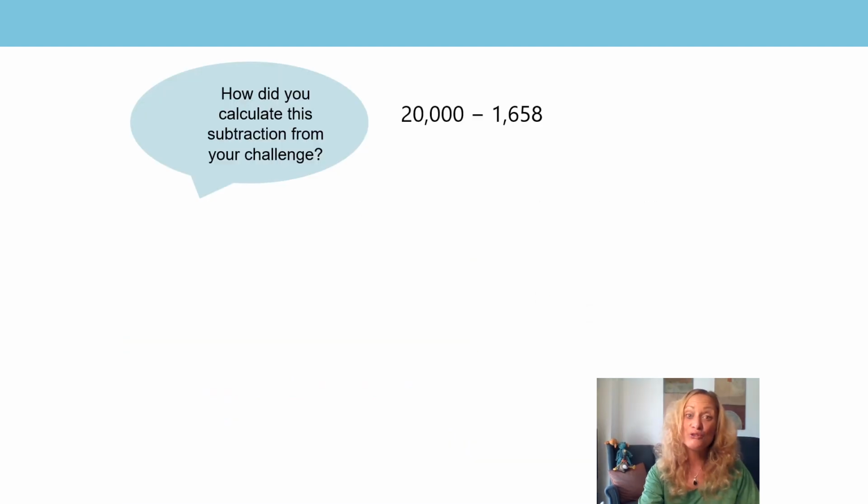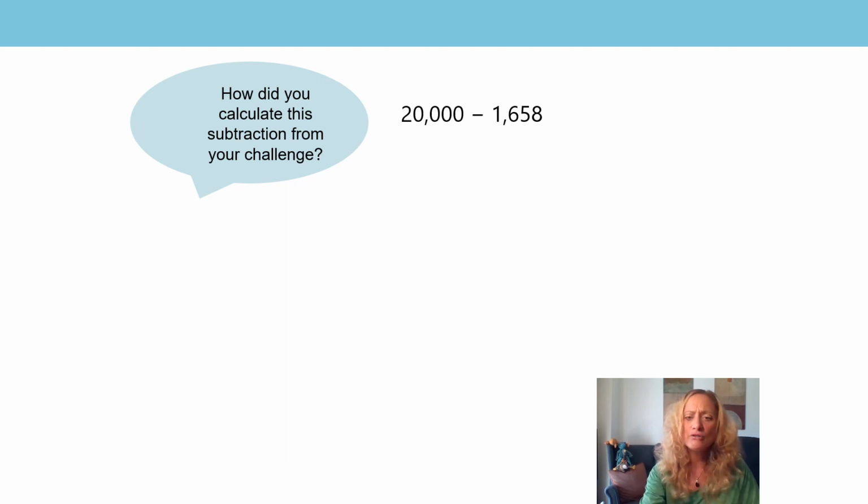The challenge was to subtract 1,658 from 20,000. How did you get on with that? Did you find it easy? Did you transform the calculation to help you do it? I'm wondering actually, how many of you used a mental strategy and did anybody try and use a written method to help solve it? I'd like to explore some of those ideas.